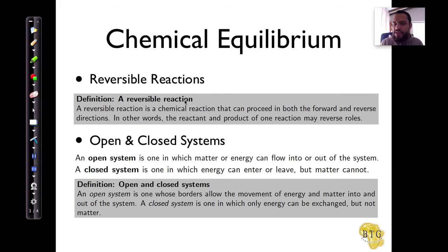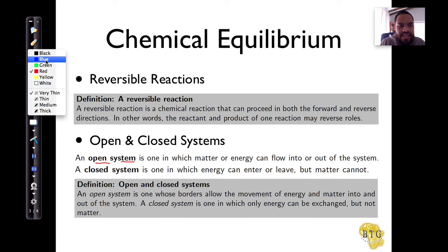Now we talk about types of systems. We get an open system and we get a closed system. This is going to be quite important because the section we're going to be studying, chemical equilibrium, can only happen in a closed system. So we need to know what exactly a closed system is. Firstly, an open system is one in which matter or energy can flow into or out of the system. So this is matter in or matter out, and energy in or energy out. That's open. Anything goes.